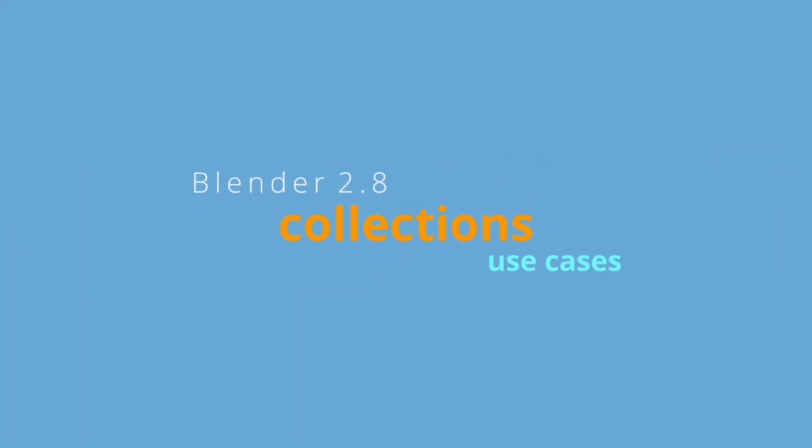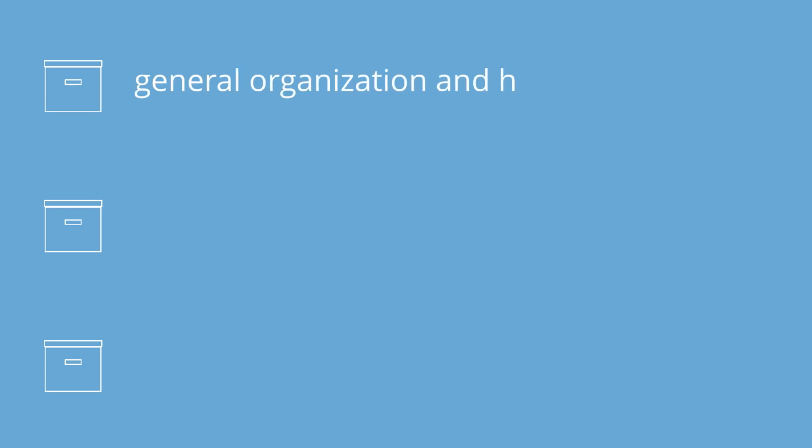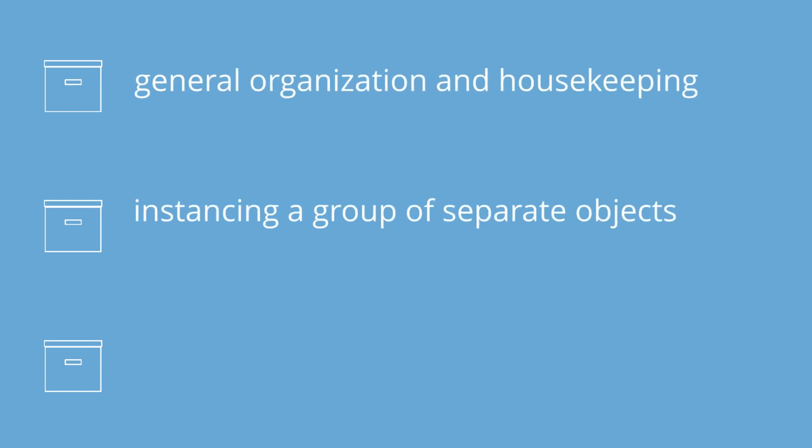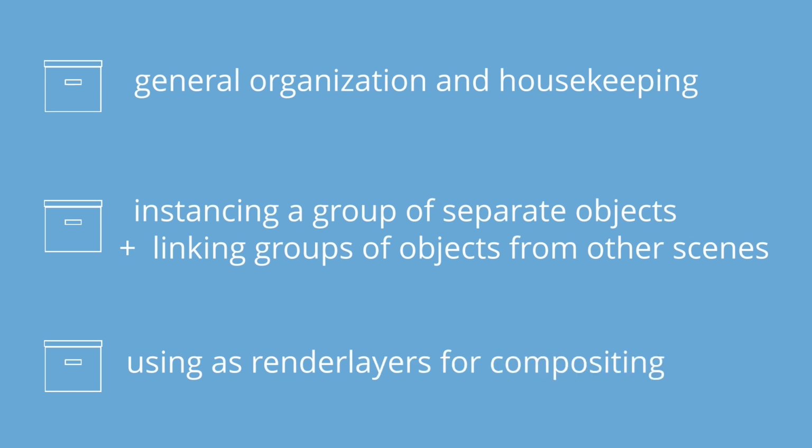Today we'll be going over one of Blender 2.8's essential features, collections. Collections serve as scene layers, groups, and render layers at the same time. With them, we can segment a complex scene into manageable parts, and we can use collections as a neat way to instantiate objects in a scene and link objects between multiple scenes. We can also use collections to create render layers to help us with compositing later on. We'll go over these use cases one by one in this tutorial, so sit tight and enjoy.